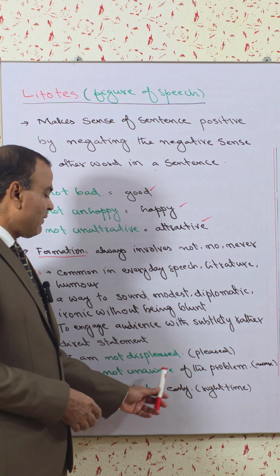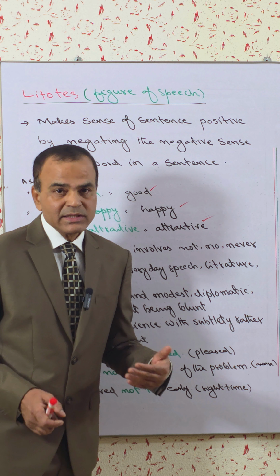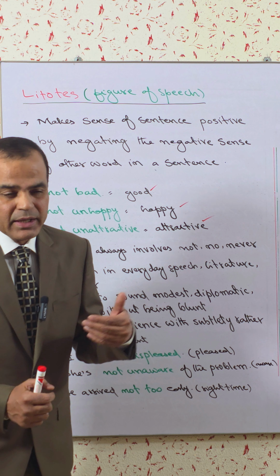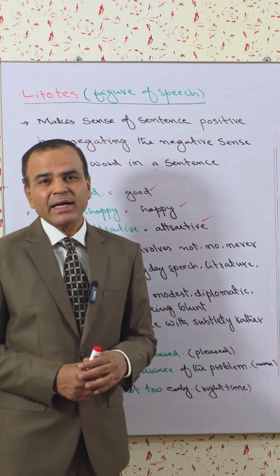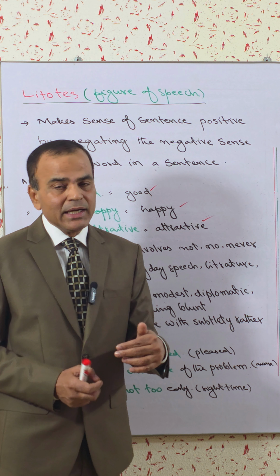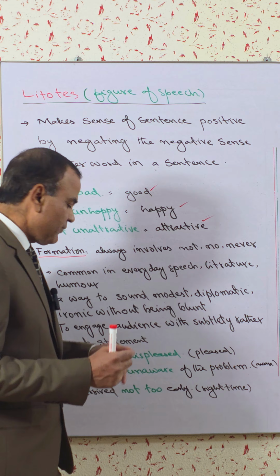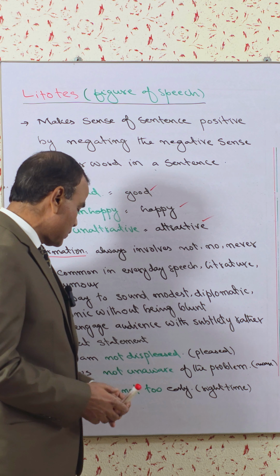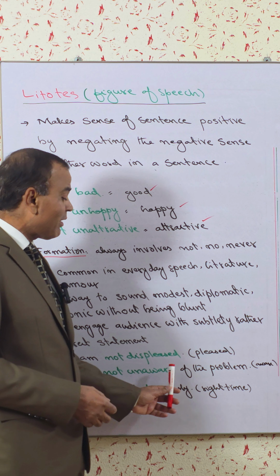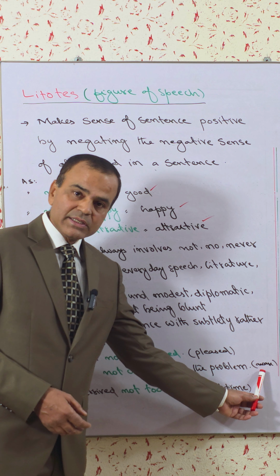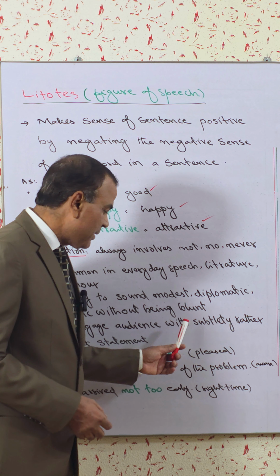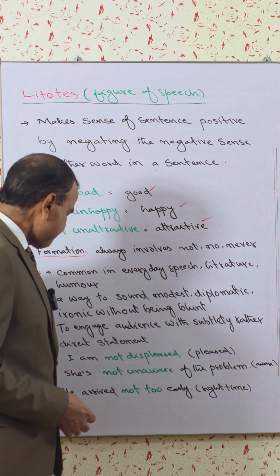She's not unaware of the problem. I can say she's aware of the problem, but this looks to me like I'm leveling an allegation against someone. But if I'm making a little subtle statement about someone, that she's not unaware of the problem, the sense is the same. She's aware of the problem, but this is a bit diplomatic.